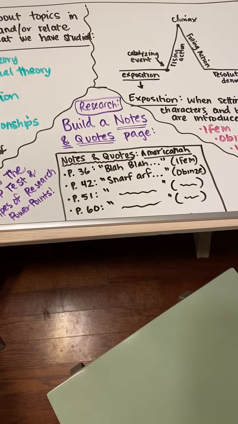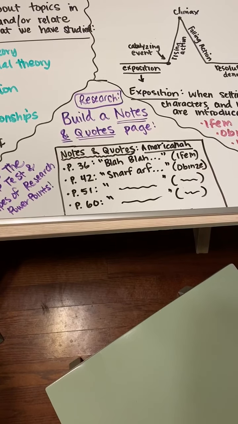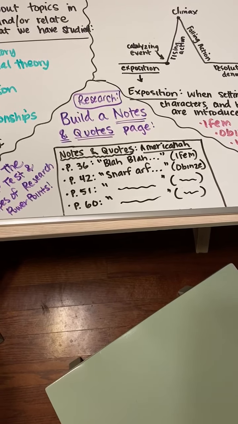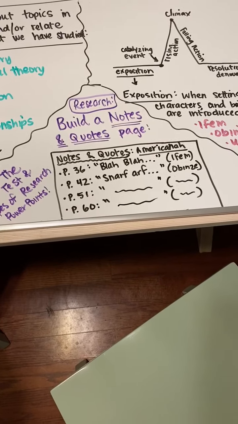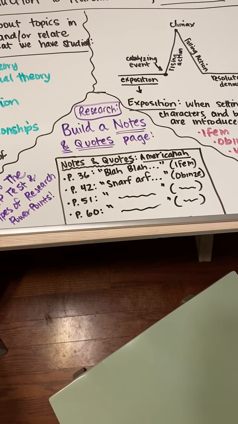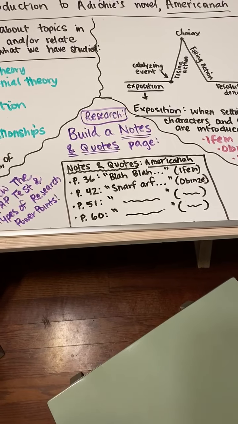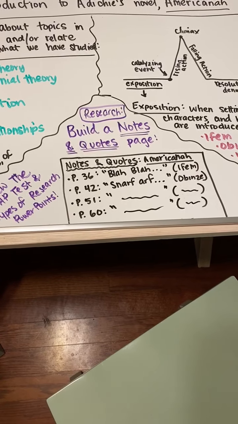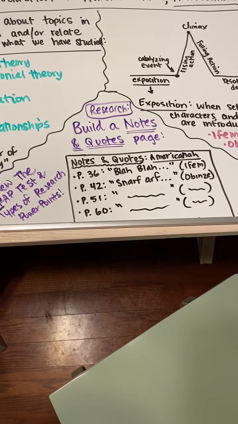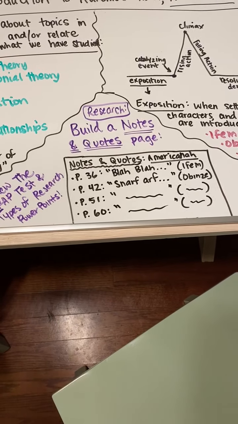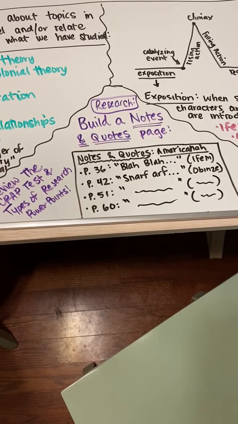So start building a notes and quotes page, and as you're reading, again, just jot down the page number and the first couple of words in the quote so that you know where to find them, so that when it comes time to write that essay, you have them at the ready. And one thing you might say is, "But Professor King, I don't even know what I'm going to write my essay on yet."